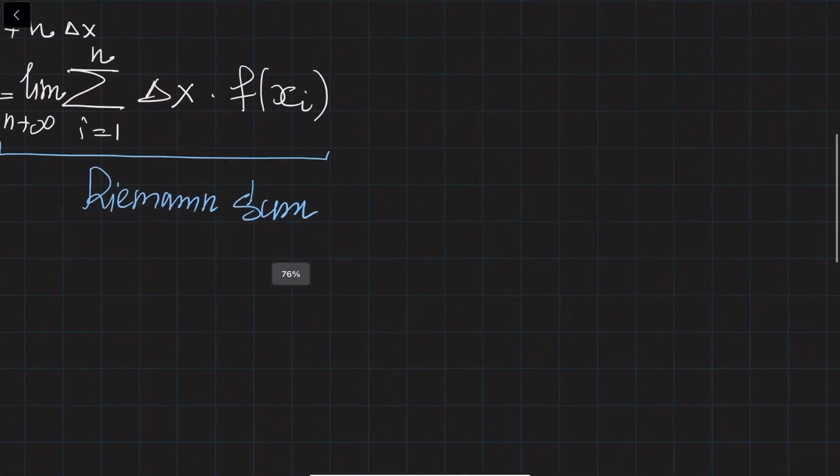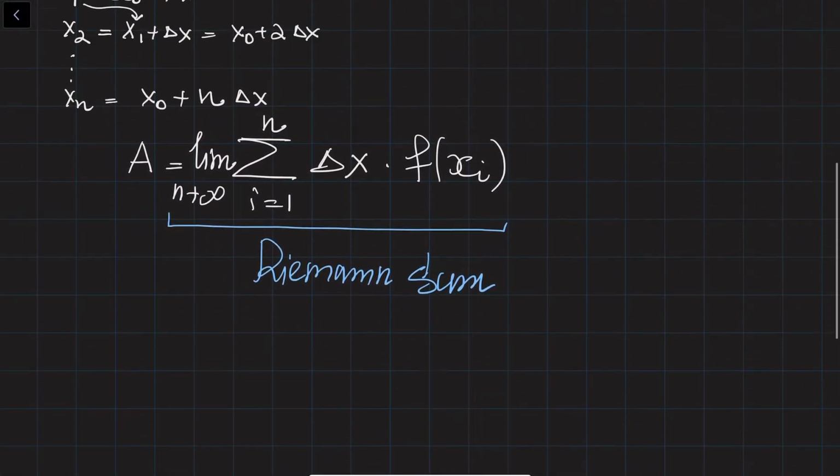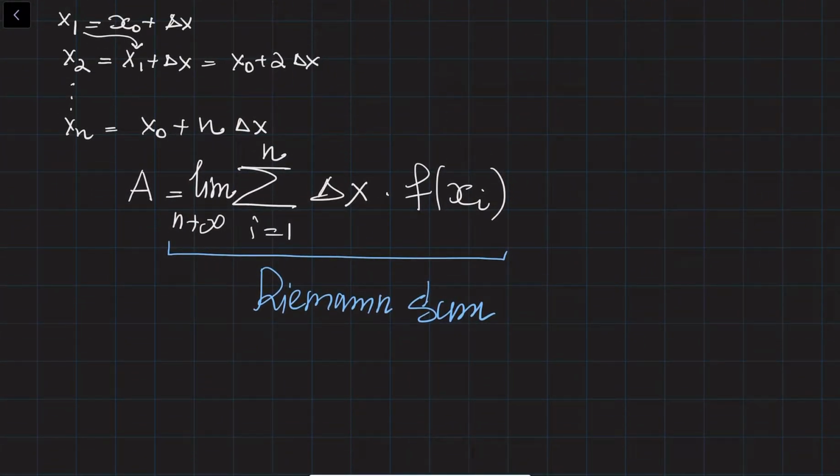In the next example, we are going to evaluate the integration, which is the same as the integral of f of x from a to b. We are going to evaluate it using the Riemann sum, and we will also try to figure out the limits.